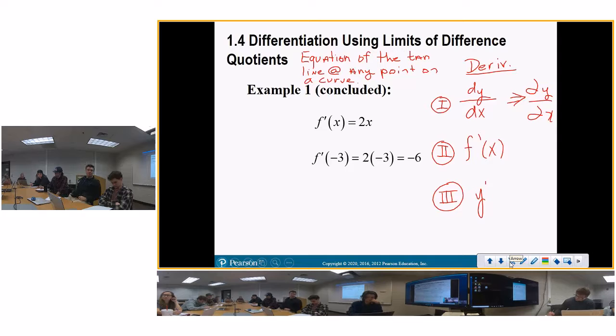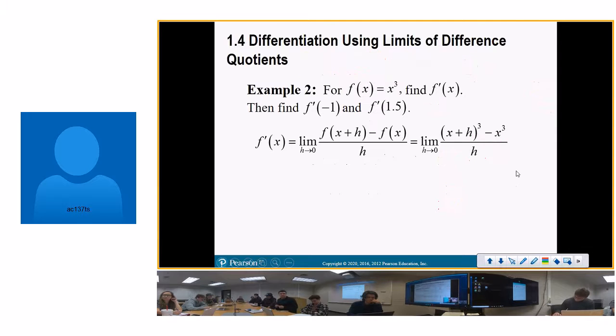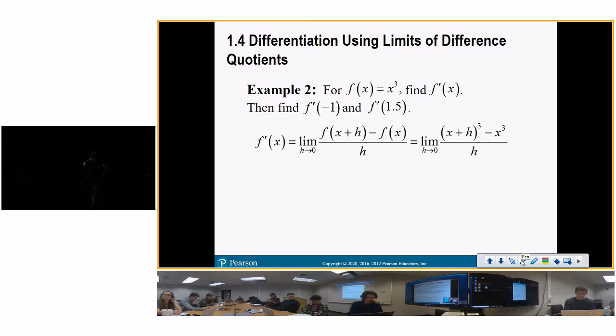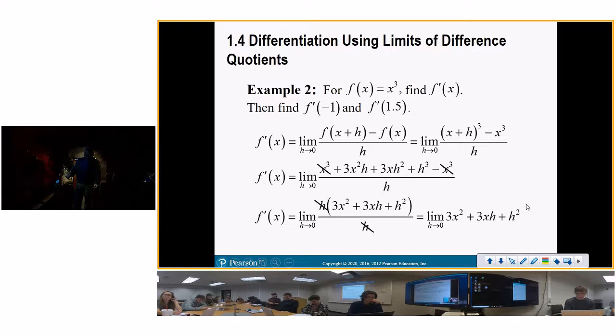Questions so far? There's x cubed. We did x cubed, did we not? I think we did. Yeah, I did x cubed because you have to do all that algebra. And we came out with 3x squared plus h. I can't remember. Somebody tell me what we came out with. Well, they're going to show us here. There. Okay, 3x squared plus 3xh plus h squared.